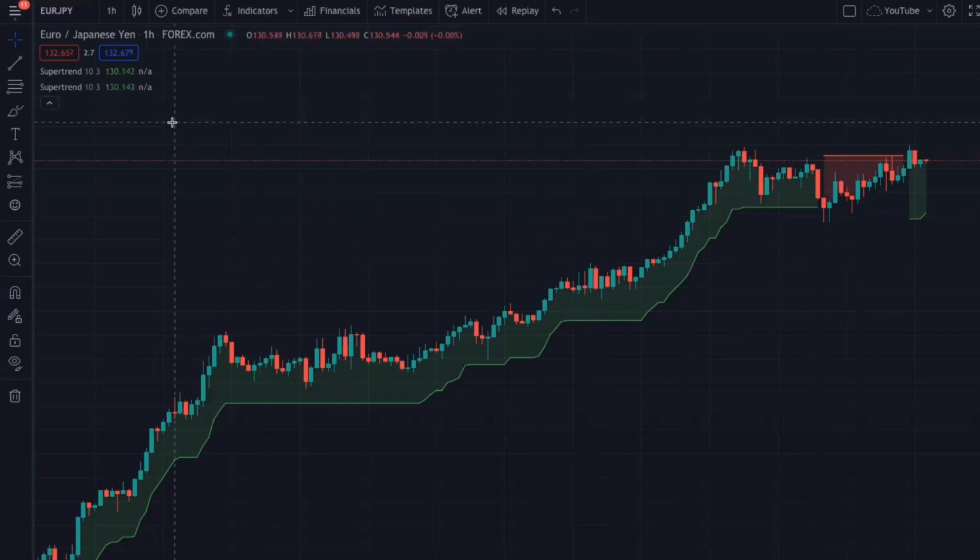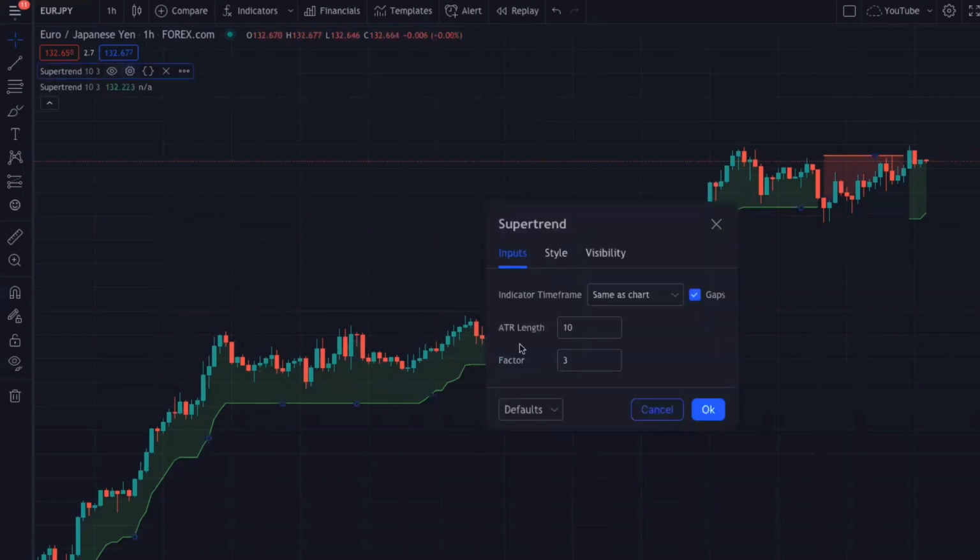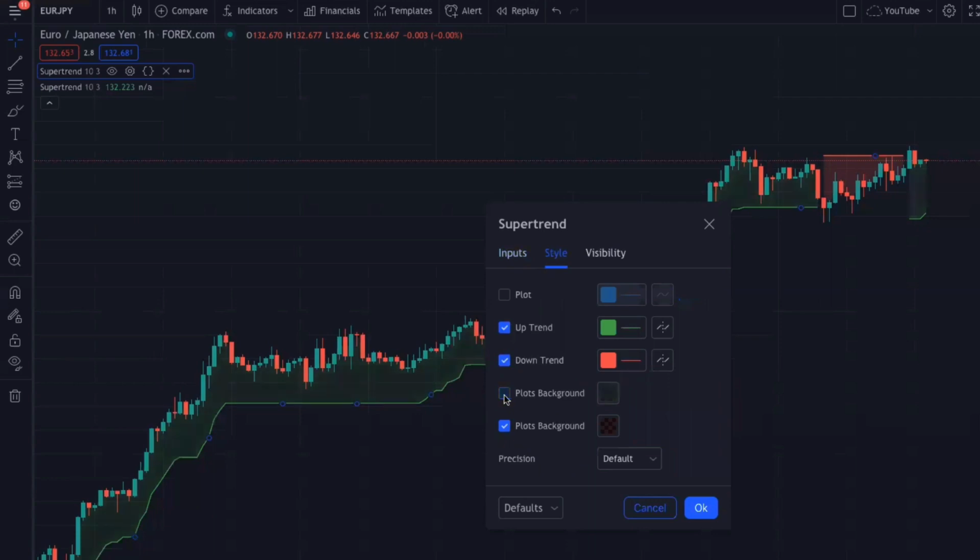Okay. So the first one, we're going to keep the same. All right. It's going to be at a 10 and a 3. So right here, see the ATR length is 10 and factor 3. We're going to keep it the same. We're just going to get rid of the background stuff. All right. The background gets a little noisy. Not a big fan.